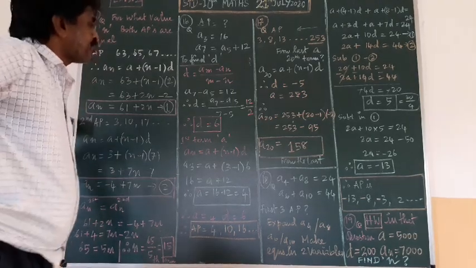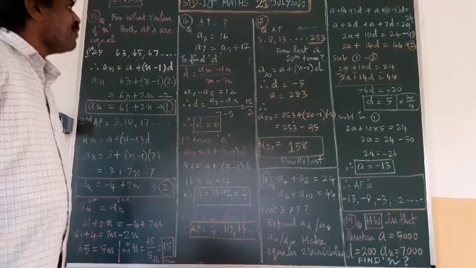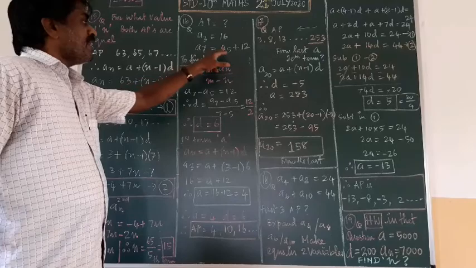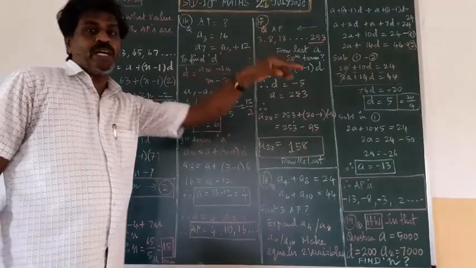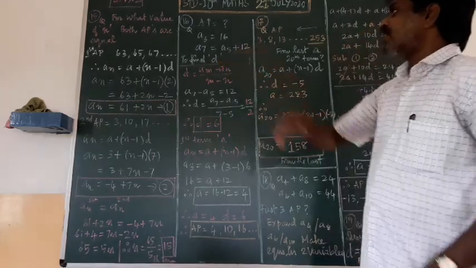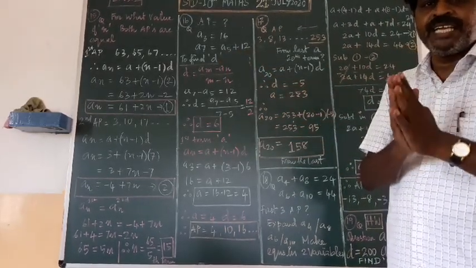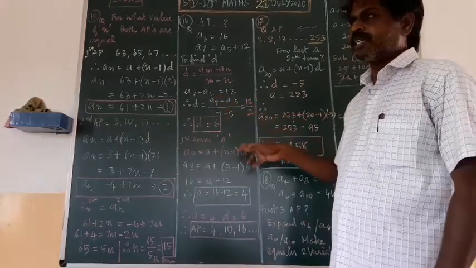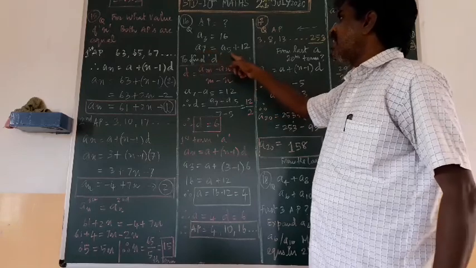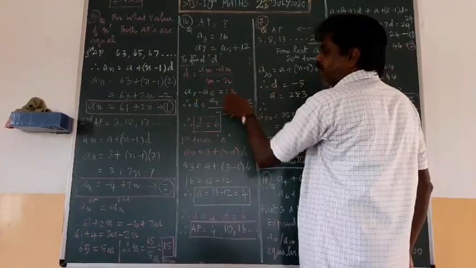16th question. What is that? Find the arithmetic progression if the third term is 16 and the seventh term is the fifth term plus 12. The seventh term is the fifth term plus 12. Then we immediately want to find the first term and d. Then only we can write the arithmetic progression. So to find d, from the seventh term, a7, a5 equals plus 12. So by using this formula I am finding d.